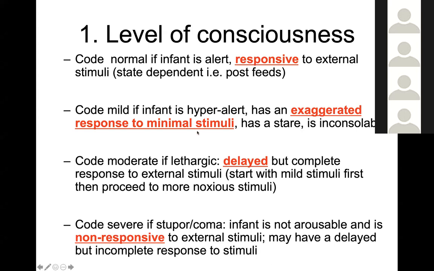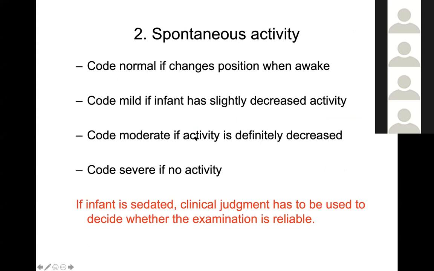Now, the second one is spontaneous activity. If the baby moves all the limbs and changes position when awake, that is normal. If it's slightly reduced, it's mild. If it is markedly reduced, it's moderate. And if there is no activity at all, you code as severe. So that's how you code the spontaneous activity. And again, like I said, if the baby is sedated, you just make a note of that and make a clinical judgment of the spontaneous activity.